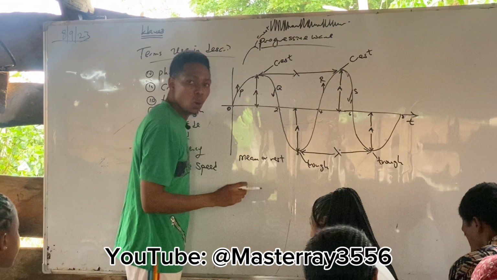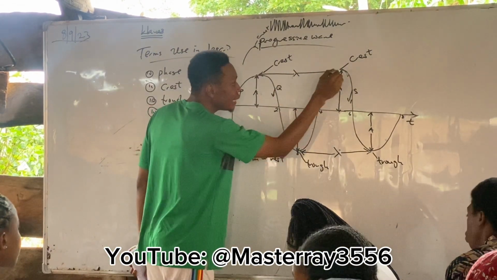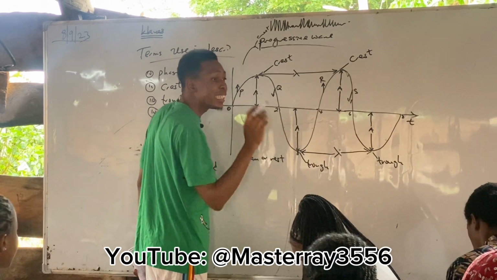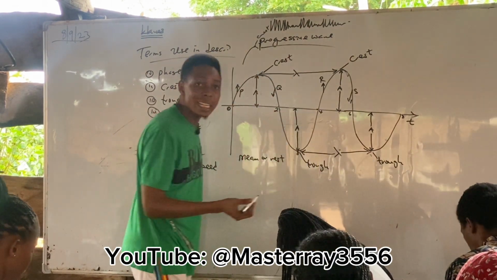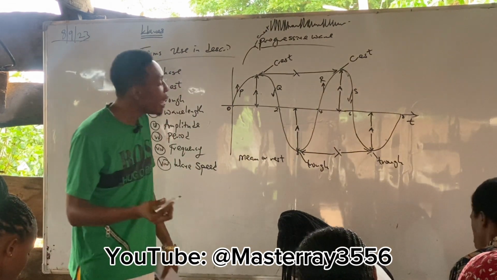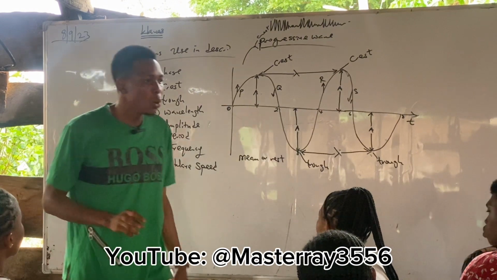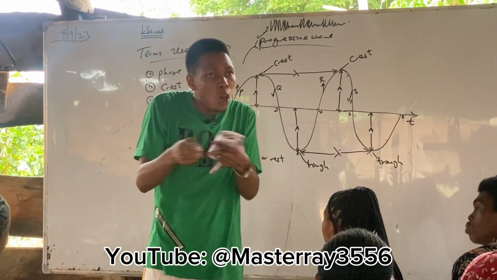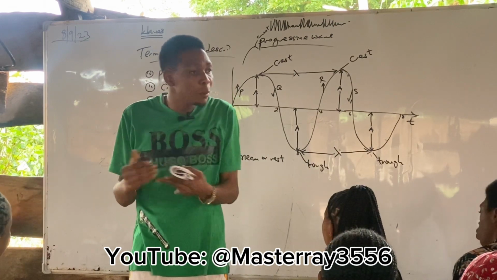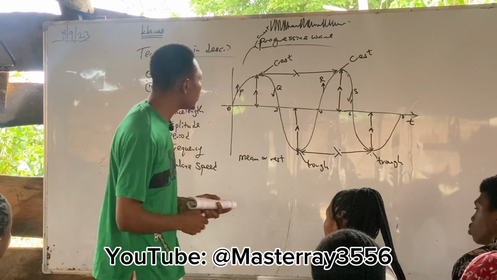So the distance between two crests is known as what? Wavelength. Hello? The distance between two crests is known as what? Wavelength. Or the distance between two troughs is known as what? Wavelength. That is why they will tell you that your wavelength is the distance between two corresponding crests or troughs.